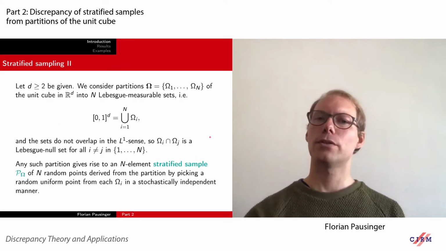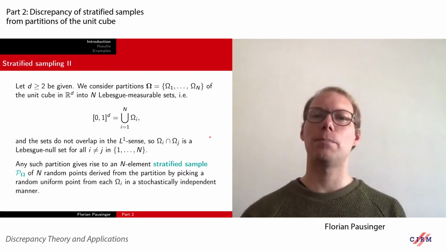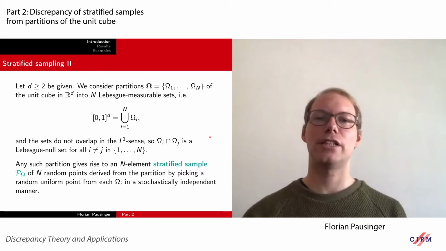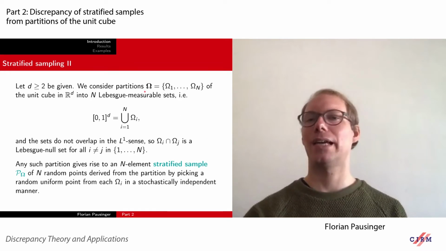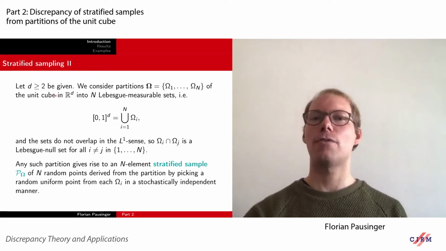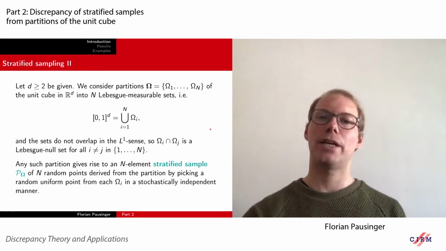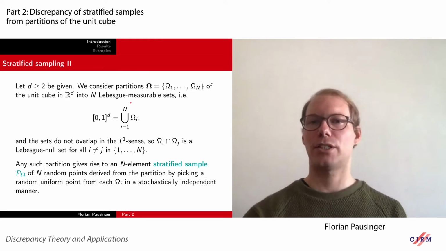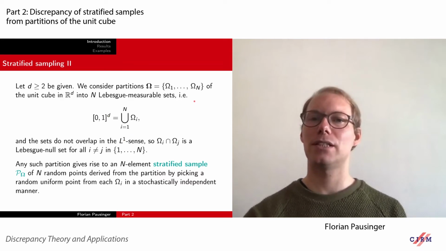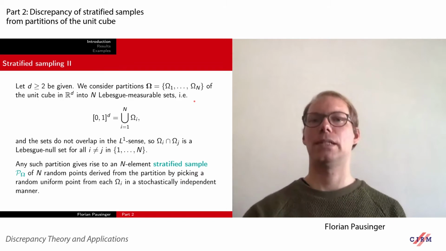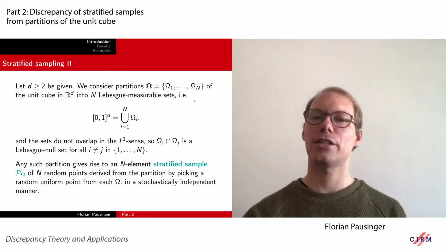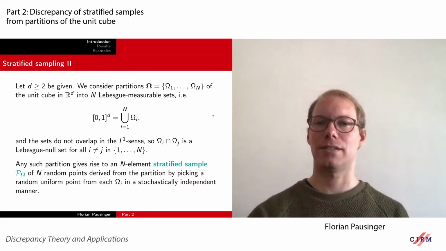To be more concrete, let's pick a dimension. Let's say d is greater or equal than 2. And then we consider a partition, capital Omega, of the unit cube into n Lebesgue measurable sets, such that the union of these sets gives you back the unit cube, and the sets do not overlap. So the intersection of any two sets is a Lebesgue null set.